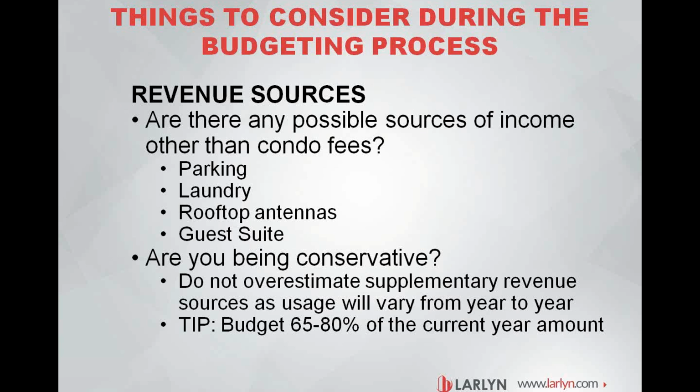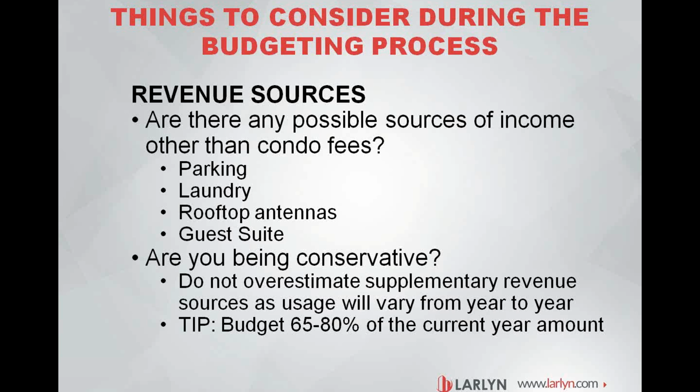Things to consider during the budgeting process. Are there any possible sources of income other than condo fees? So again, to recap, in putting together a budget, there is the revenue that comes into the corporation, which is largely from the condominium fees from owners. And the condominium fees from owners pay for the various expenses in the corporation, whether that be snow removal or landscape, hydro, electricity, property management fees, administrative fees, anything of that nature.